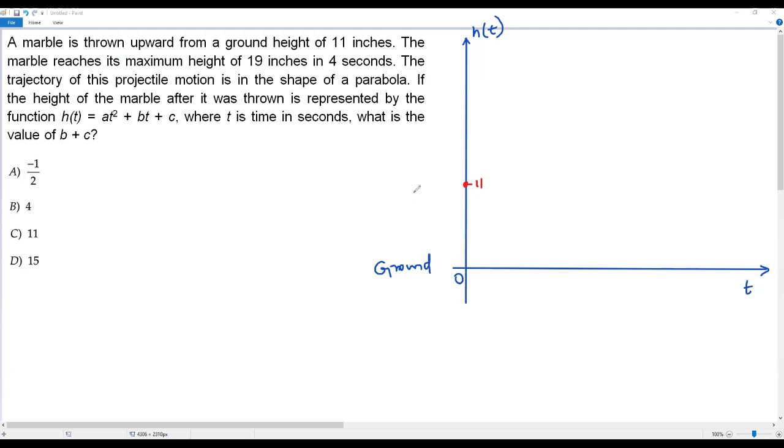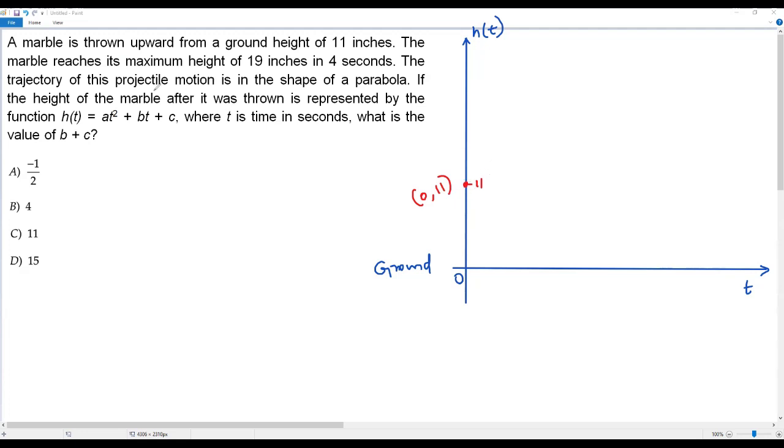So at this point, t is 0 because that's the initial time. Since we have taken t, time, on the horizontal axis, I always have to write the t value first. I mean the value of the variable on the horizontal axis first, and the value of the variable on the vertical axis next. So here h(t) is 11. So (0, 11) is the point at which the marble is thrown.